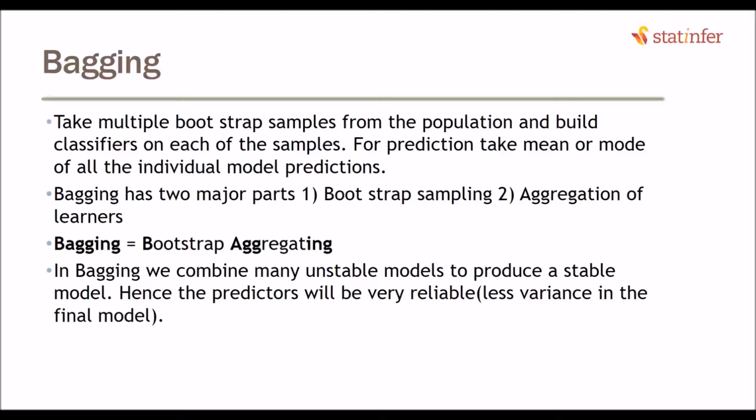samples. So let's say if we take 10 bootstrap samples, we will have 10 models. For the prediction, take the mean or mode, that means take the average or take the voting of all the individual model predictions. So take bootstrap samples, build a model on each of the bootstrap samples. For prediction, take the average or the mode, that is, by voting you choose the final prediction.